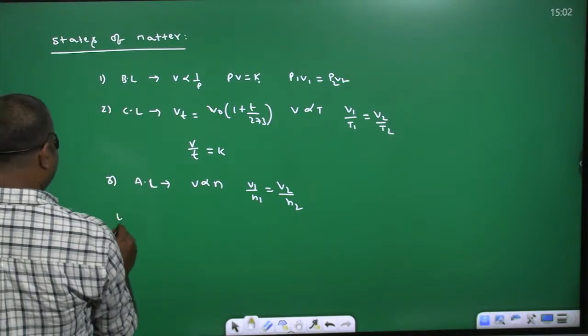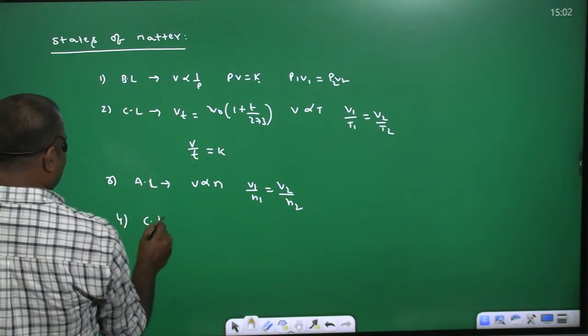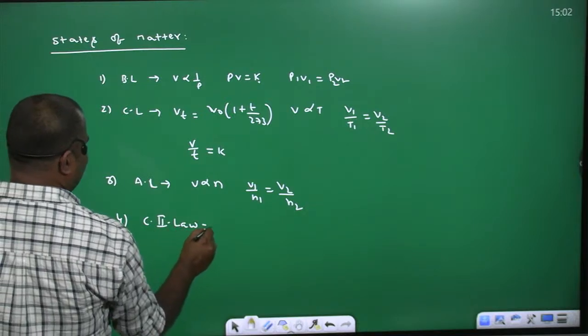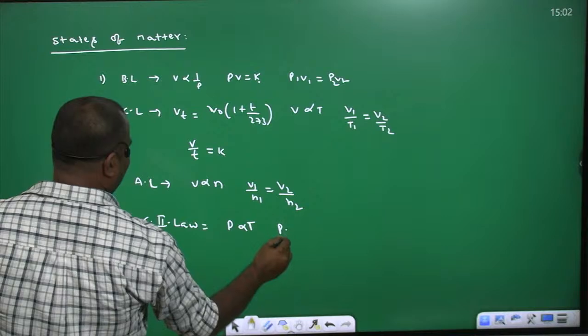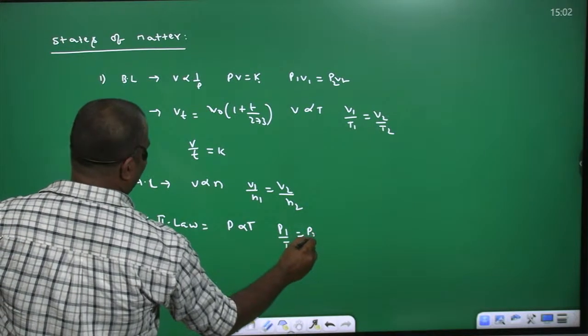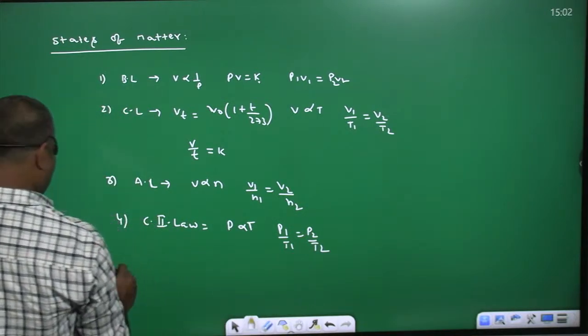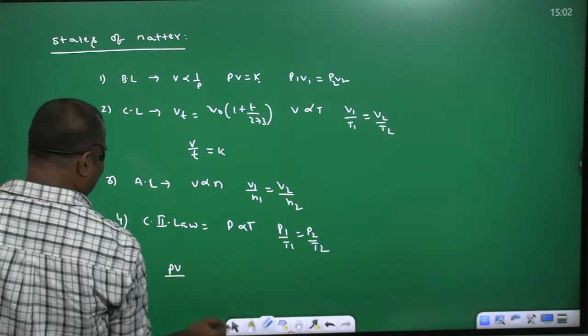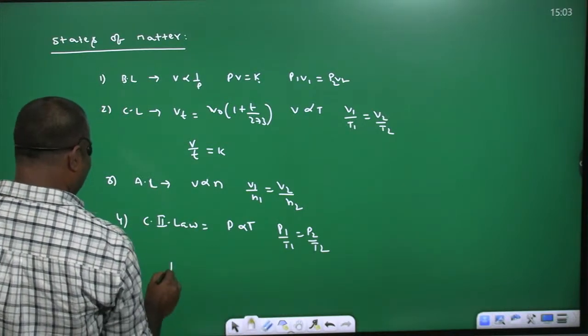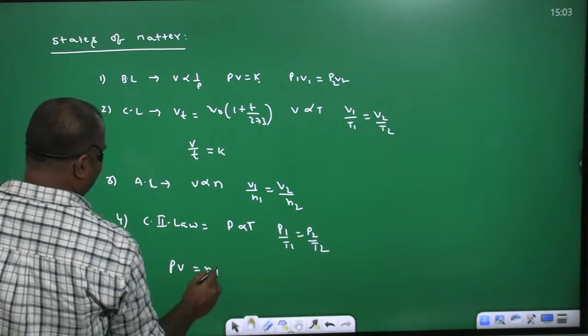Charles' second law. What is that? P is directly proportional to T. So you can write P1 by T1 equals P2 by T2. Next one, PV equals nRT, which is called the ideal gas equation.